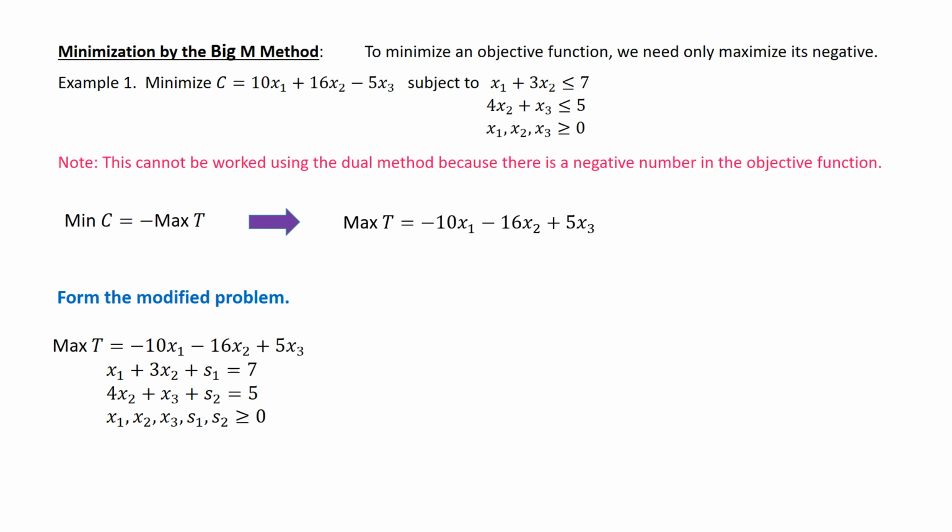So now we have to get the objective ready to go into the tableau. So we're going to get it equal to 0, keeping t positive. So we move everything to the left to get 10x1 plus 16x2 minus 5x3 plus t equals 0.